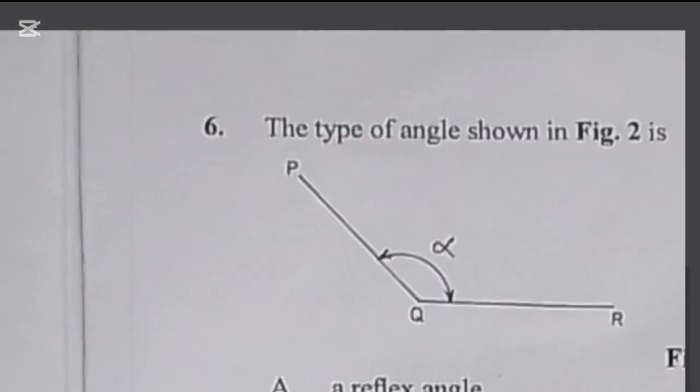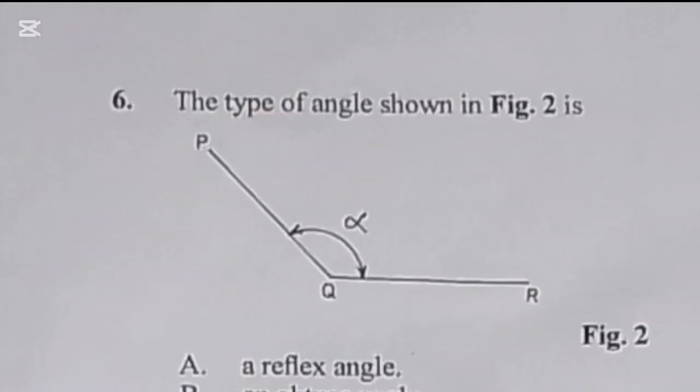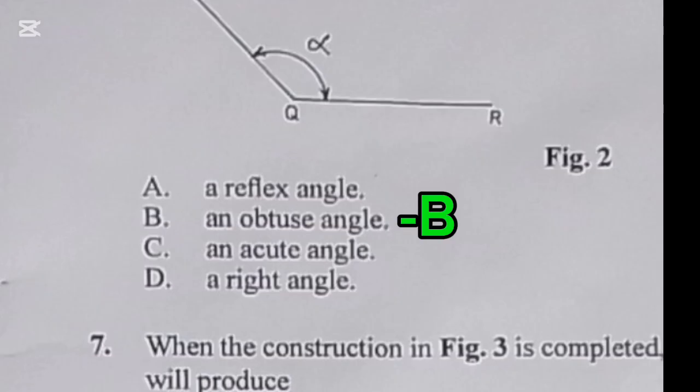Question 6. Here we have the type of angle shown in figure 2. This is an angle which is greater than 90 degrees and less than 180 degrees. So the correct answer there is B, obtuse angle. Obtuse angle is the correct answer.